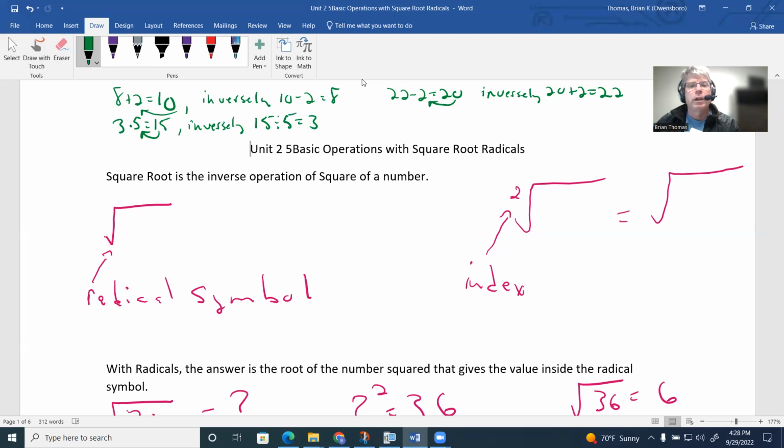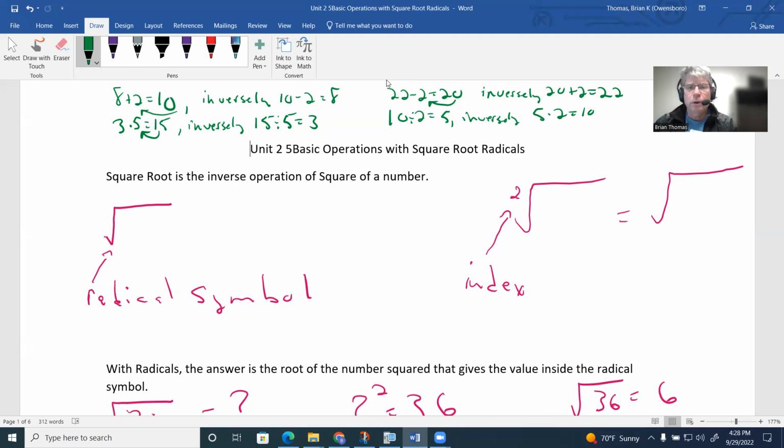Or if we had a division problem, say 10 divided by 2 would equal 5. Inversely, we could say 5 times 2 gets me back to 10. So each operation in math has an inverse operation. Those are our 4 basic operations: adding, subtracting, multiplying, dividing.